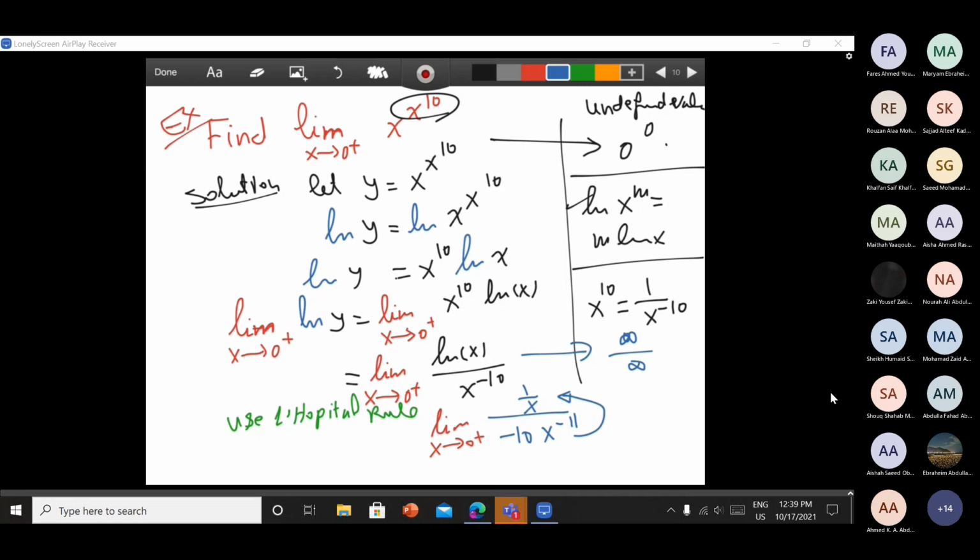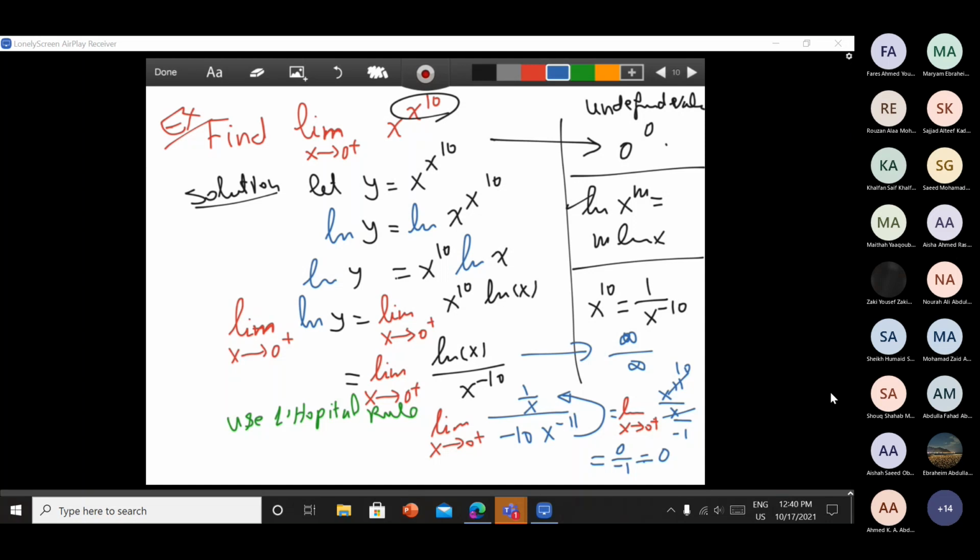So yes, it will be x to the power 11, and I have x here, so I cancel this one with this one. I have x to the power 10 over minus 1. When I put 0, 0 to any power will be 0.